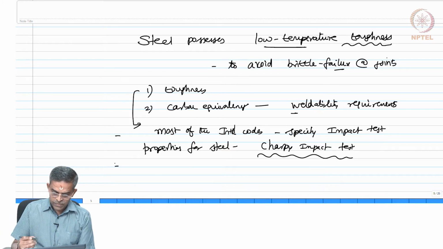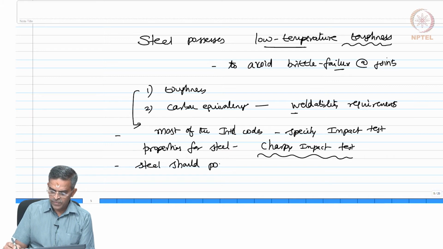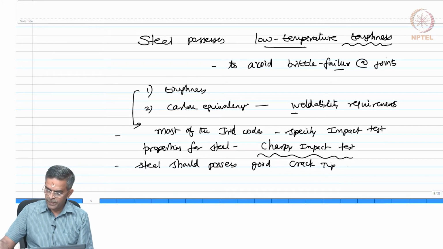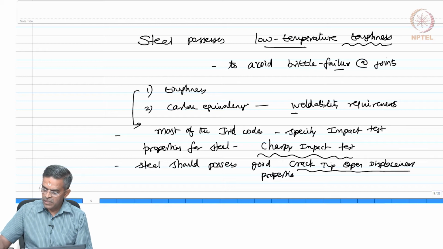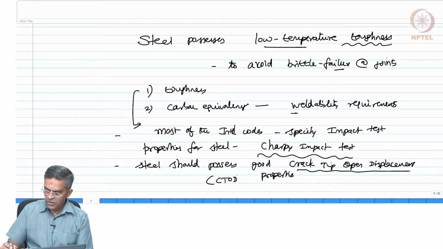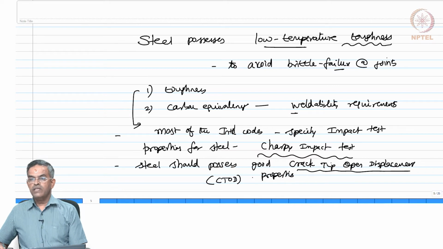Furthermore, they also emphasize on a fact that steel should possess good crack tip open displacement properties. This test is briefly known as CTOD test. So, please be very careful in specifying steel or recommending steel as a construction material.